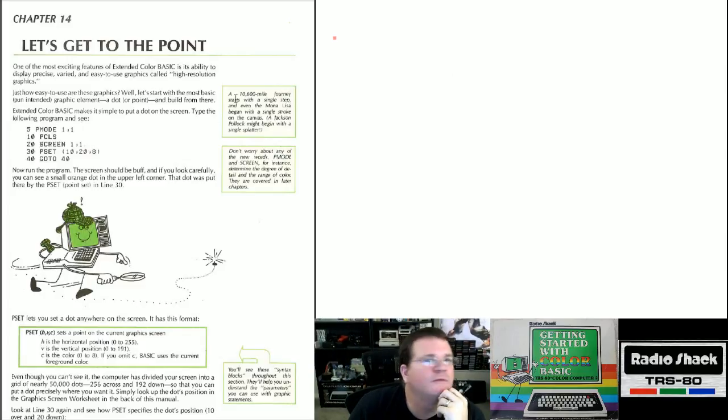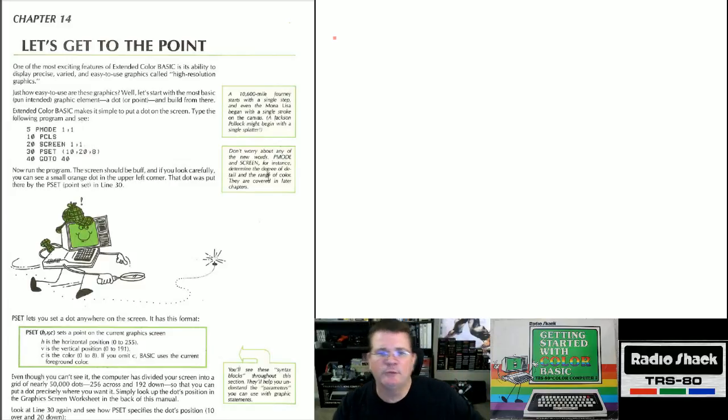What do the side notes say here? A 10,000-mile journey starts with a single step, and even the Mona Lisa began with a single stroke on a canvas. A Jackson Pollock might begin with a single splatter. Okay. Don't worry about any of the new words, PMODE and SCREEN, for instance. Don't worry about any of the new modes. PMODE and SCREEN, for instance, determine the degree and detail and range of colors. They are covered in later chapters. Okay, so there you go.